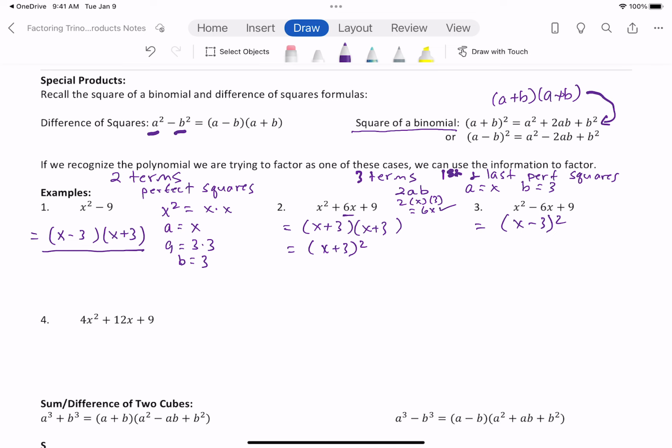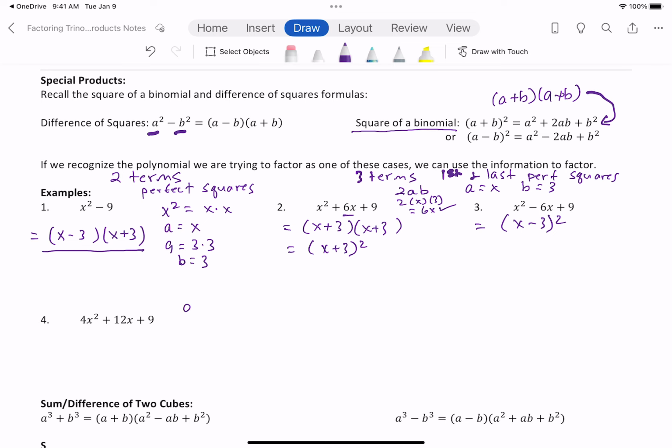All right, number 4. This one looks a little harder. It's going to be a little more difficult to recognize as the square of a binomial. I still have 3 terms. The first term is a perfect square. 4 is a perfect square because of 2 times 2. X squared is a perfect square. And we know 9 is a perfect square.